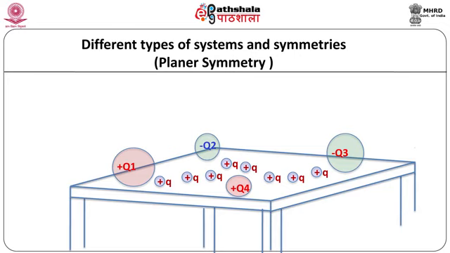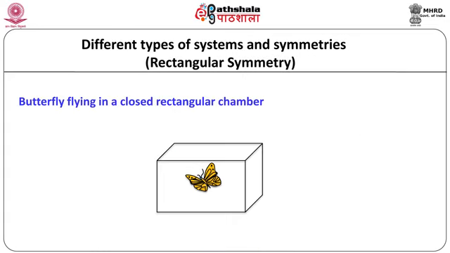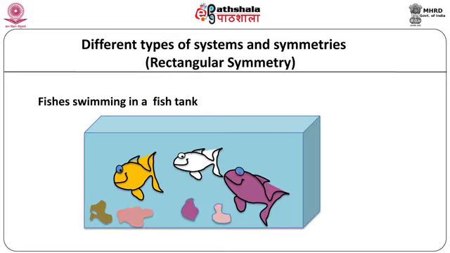Now, let us see some examples of rectangular symmetry. Here we see a butterfly flying in the hall and the fishes swimming in the water tank. In both of these illustrations, the motion is confined to a region in the form of a rectangular parallelopiped.